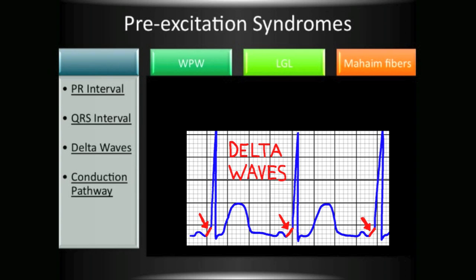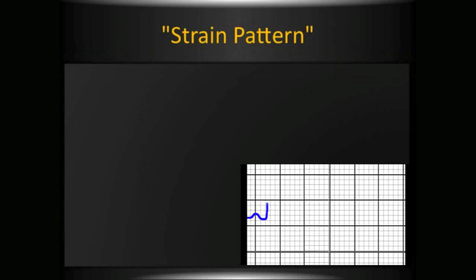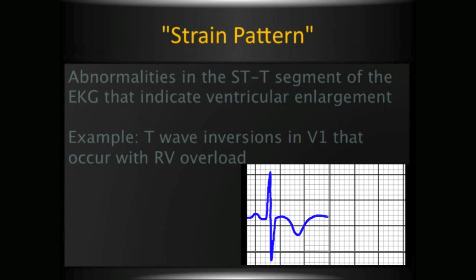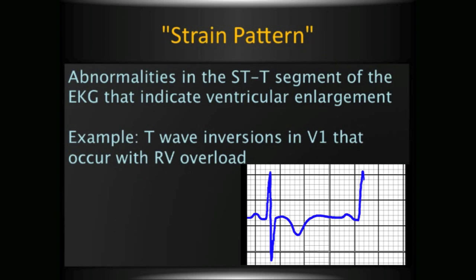What does the term strain pattern mean in reference to EKG interpretation? Strain pattern refers to abnormalities in the ST-T segment of the EKG that indicate ventricular enlargement. So an example of this would be T wave inversions in V1 that occur with right ventricular overload.